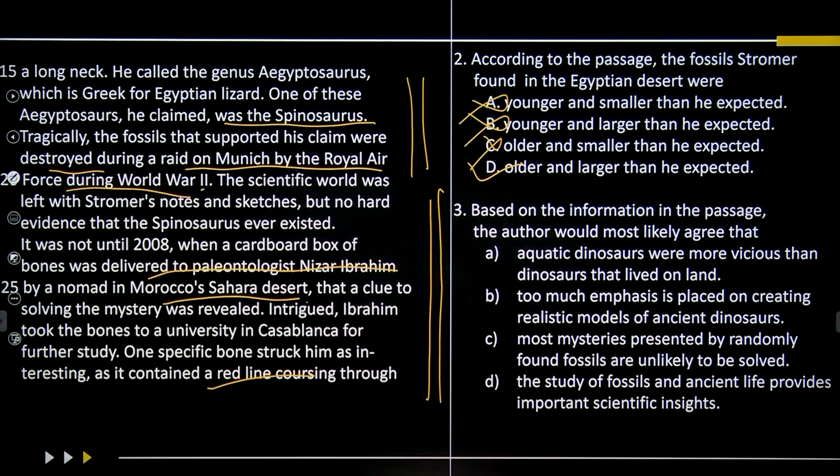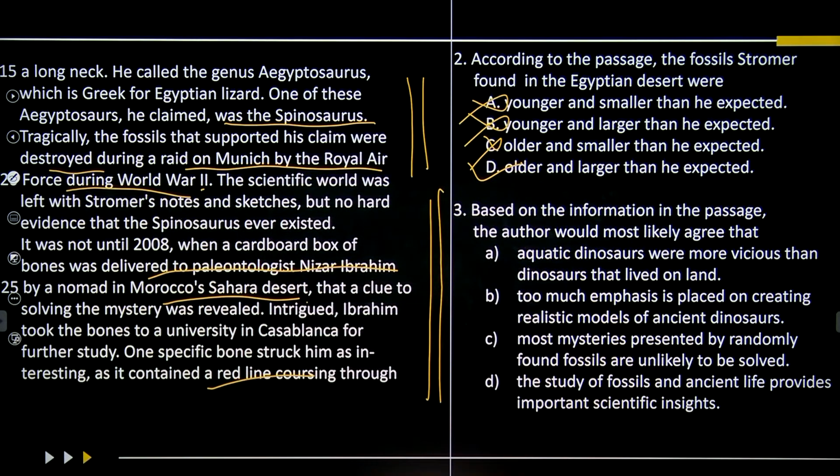I don't think they were referring to that. Aquatic dinosaurs were more vicious than dinosaurs that lived on land. I don't think that they were referring to that. The second one also does not seem right. Most mysteries presented by randomly found fossils are unlikely to be solved, but we have solved it, so we are not going to take that answer also. Therefore, what remains is D. The study of fossils and ancient life provides important scientific insights.